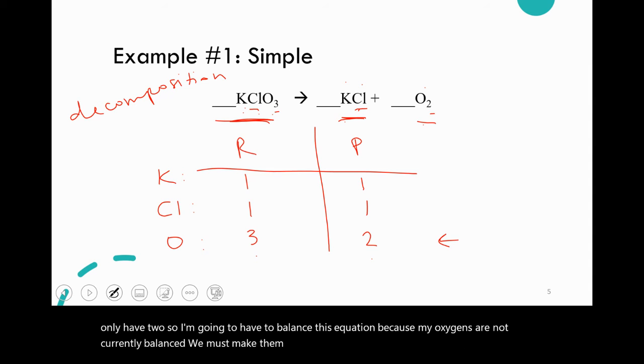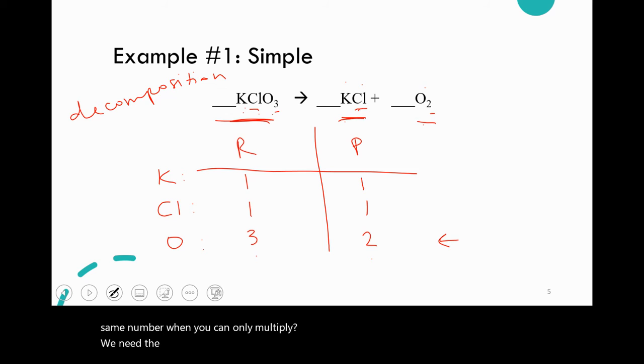Now, how do you make a 3 and a 2 equal the same number when you can only multiply? Well, we need the least common multiple. So 3 and 2, the easiest way to get those to equal would be by multiplying them together.